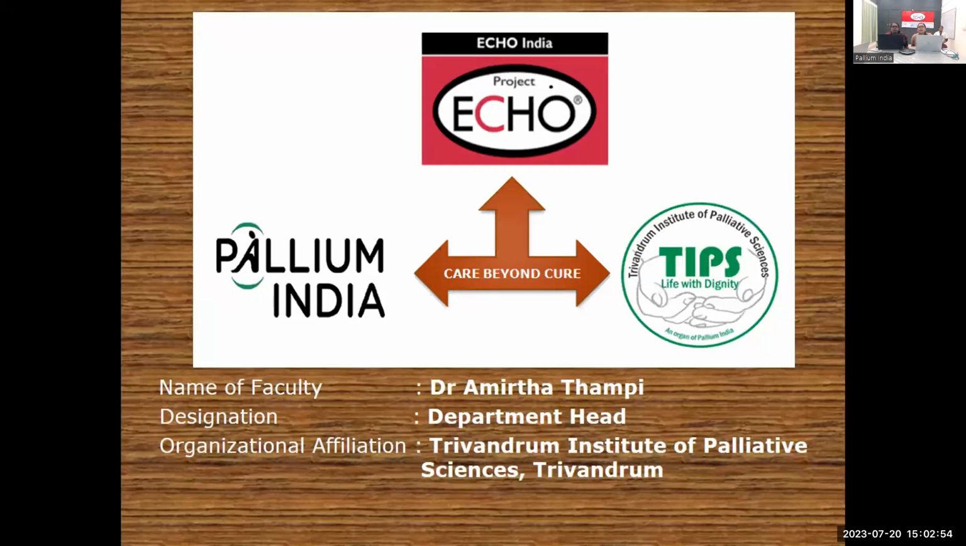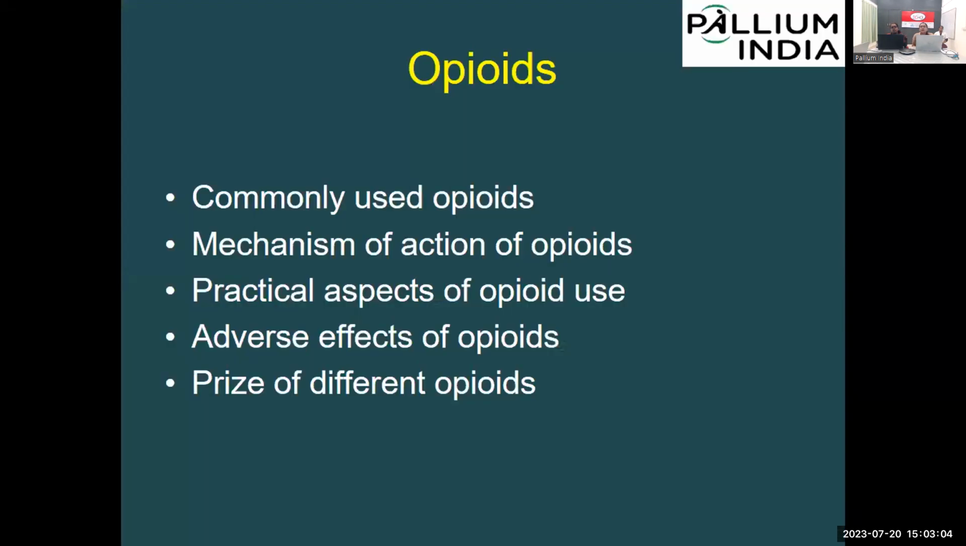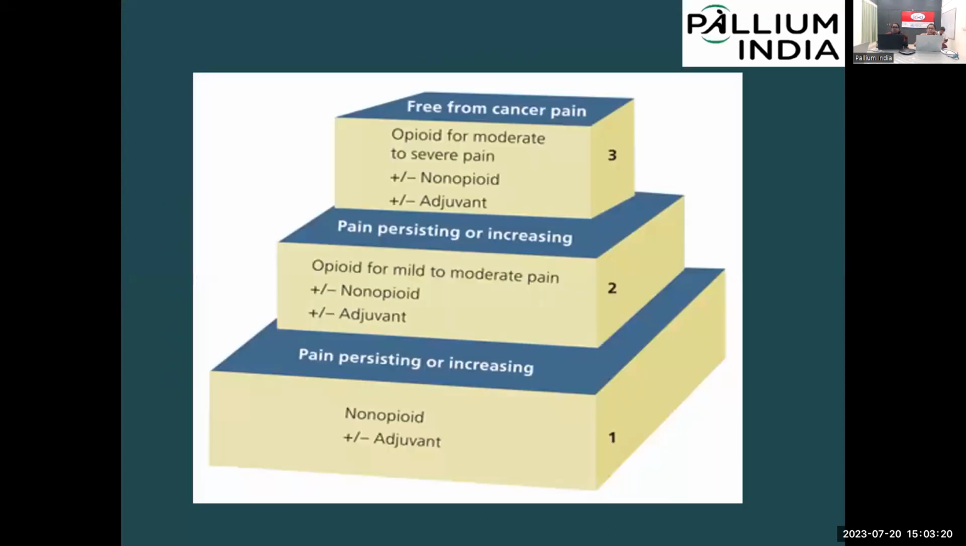So I understand that you have already gone through the first session on pain regarding the NSAIDs on step 1. So today we'll be dealing more detailedly with opioids. In this session, we'll be walking through the following topics: the commonly used opioids, the mechanism of action of opioids, the practical aspects of opioid use, the adverse effects of opioids, and the price of different types of opioids.